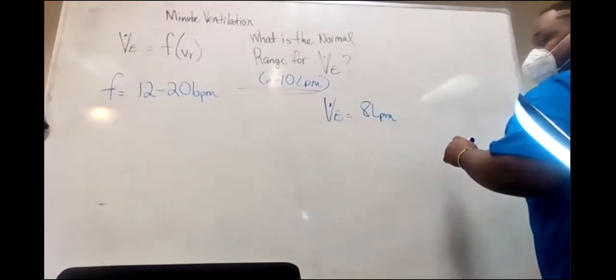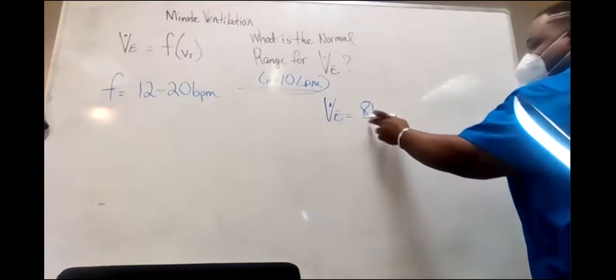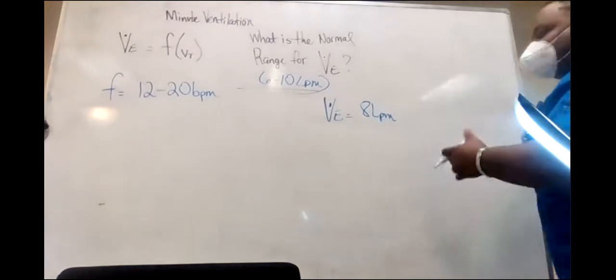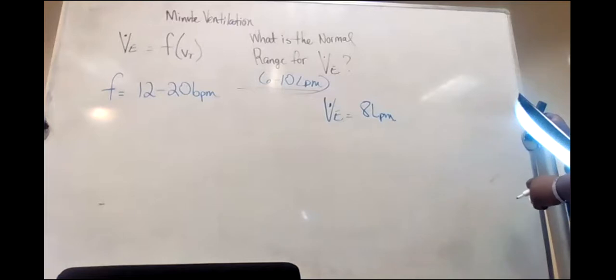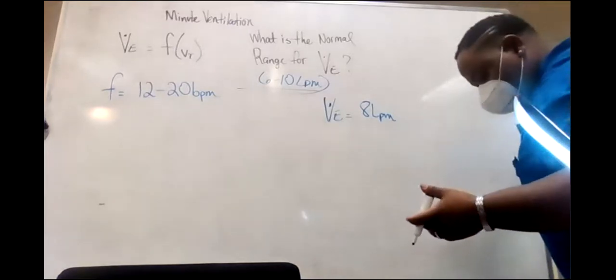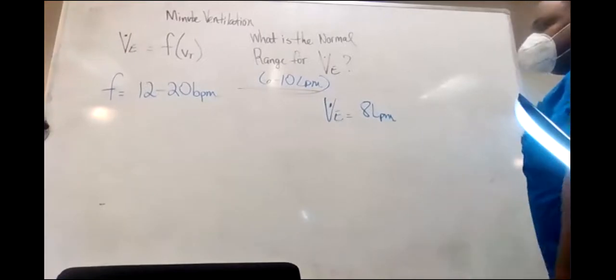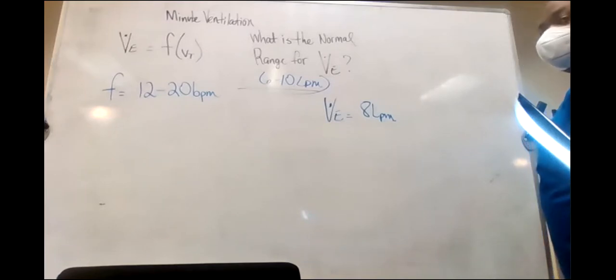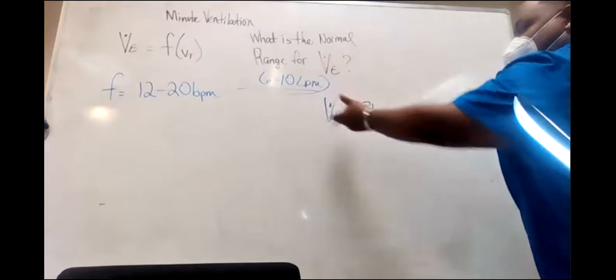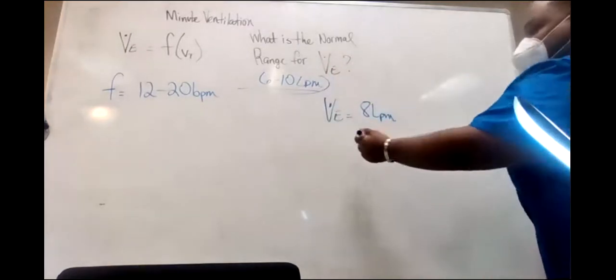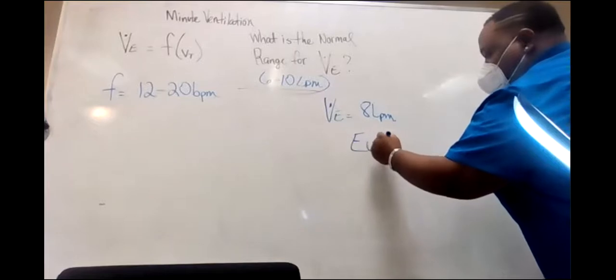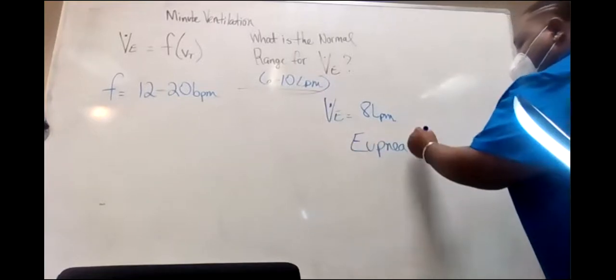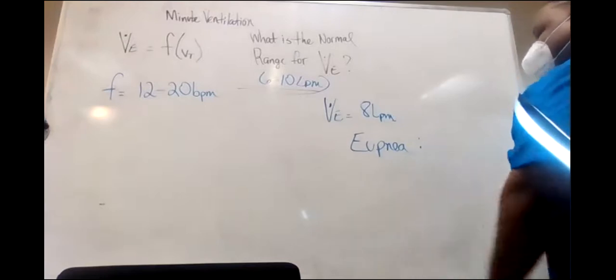He's 8 liters per minute. What is he doing? Ventilating? What type of ventilating? Isn't it dyspnea or eupnea or something like that? Yeah, eupnea. 6 to 10 is the normal. He's 8, so he's normal. Right? So this is just eupnea. Eupnea, normal breathing.